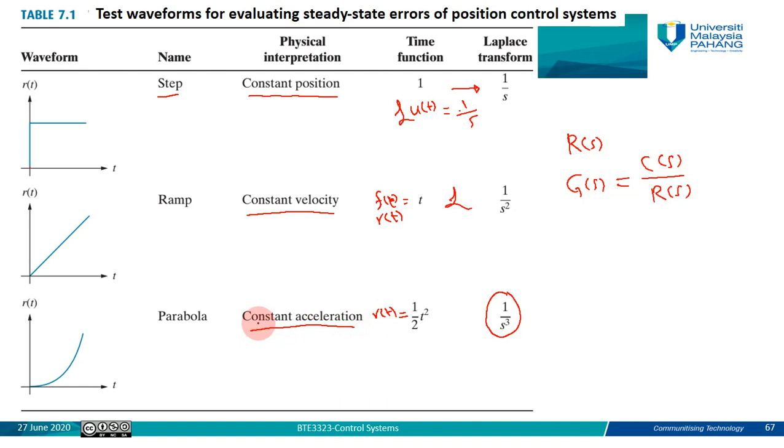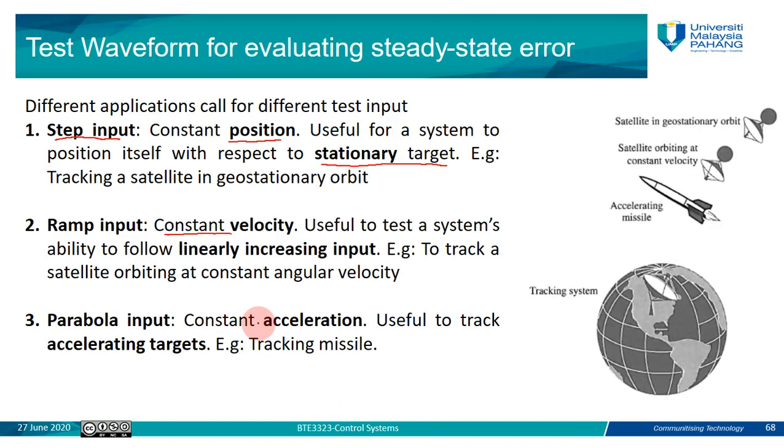Based on this physical interpretation, each input will be used with a suitable application. The first one, step input, we said it is used for positioning, for example, a satellite which moves in tracking with respect to a specific stationary target. The second one is constant velocity, and in this case we are going to use the ramp input, and this system actually has the ability to linearly increase the input.